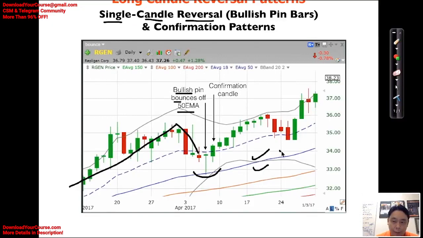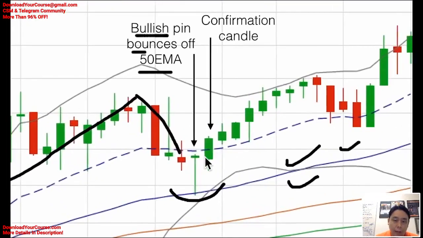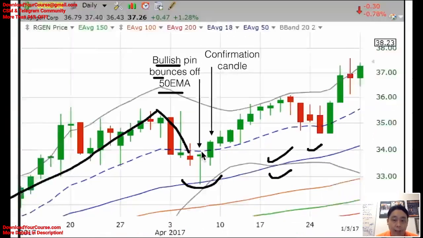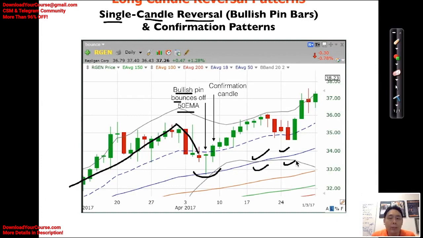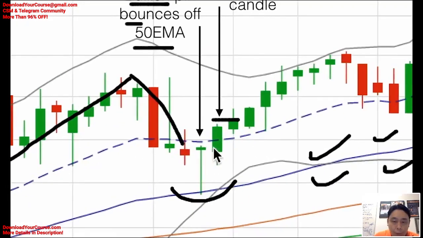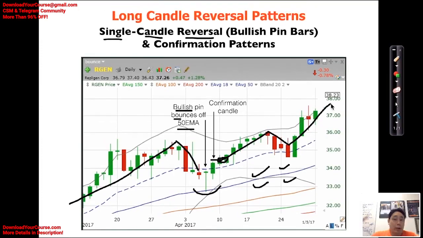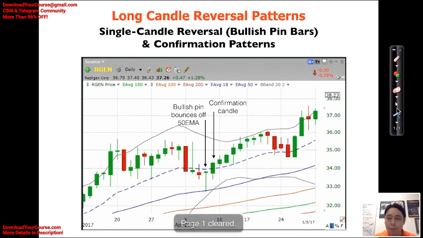Does it make a higher low than the low of the reversal candle? Yes, check. Does the confirmation candle open and close above the high of the single candle reversal? Yes, check. There we go. All boxes are checked. We can go long. So we put a buy order just above the high of that confirmation candle. The next day, the price goes above the high, triggers our order, and we're in the trade as it continues going up. Pretty straightforward, right?